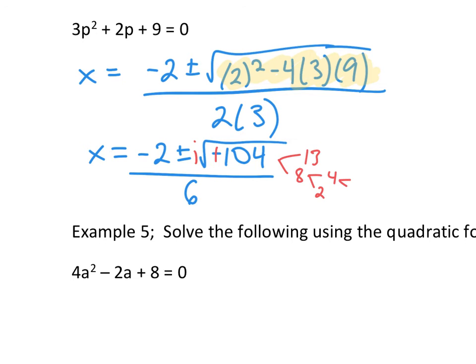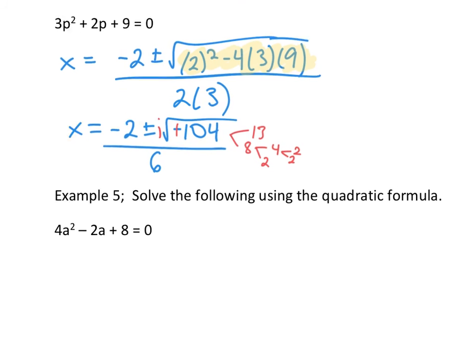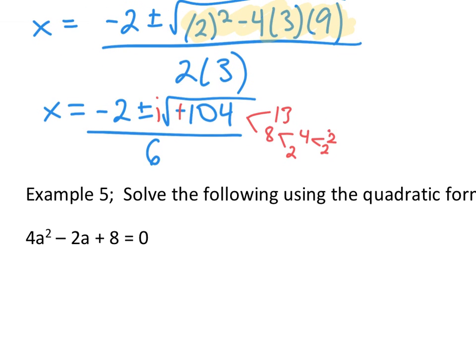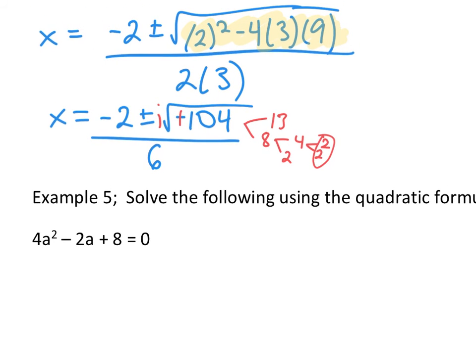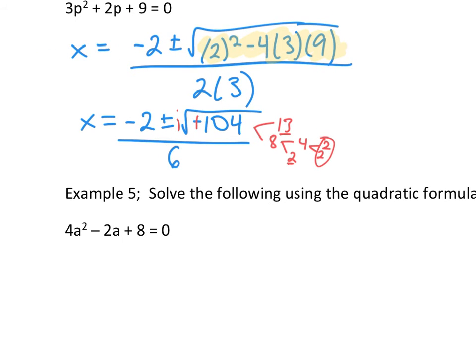Okay. Will 4 break down further? 2 and 2. So I only need one group of 2. So I'm just going to take these 2's right here. Okay. But I still have a 2 left and I still have a 13 left that I've not done anything with. So what this becomes now is x equals negative 2 plus or minus 2i, because I took that 2 out. What I have left is 2 times 13, which is what? 26 over 6.